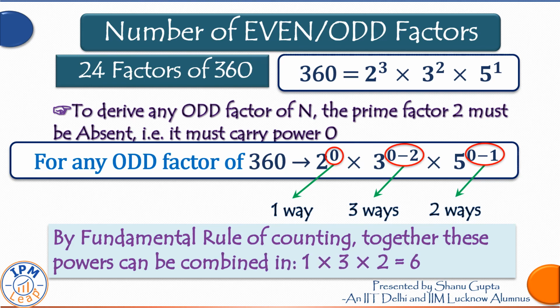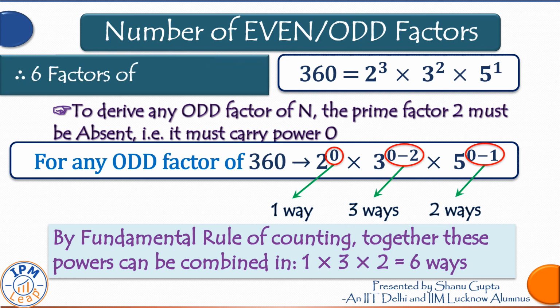A quick check. There are 18 even factors and 6 odd factors, which add up to the figure 24, the total number of factors. And this is how we can check our calculations.